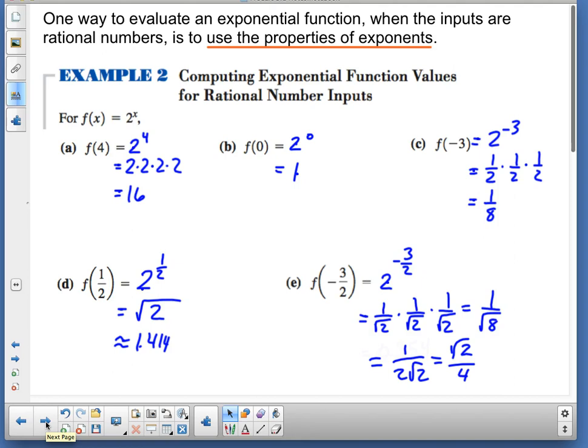Questions regarding these at all? Rationalizing things, doing one thing over another.